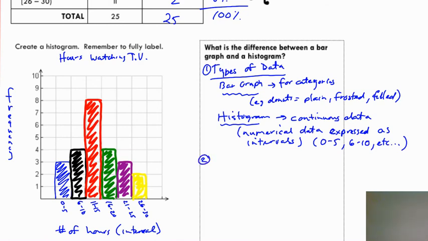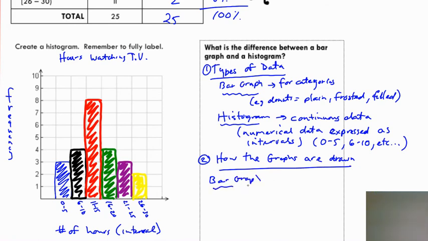Now the second factor is talking about how the graphs are drawn. Well, the bar graph, pardon me. Well, we have space between.